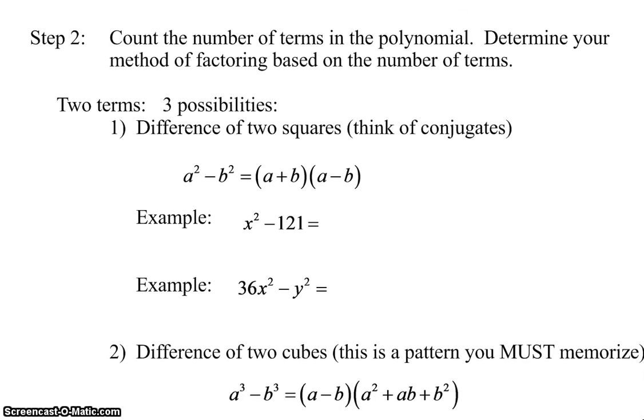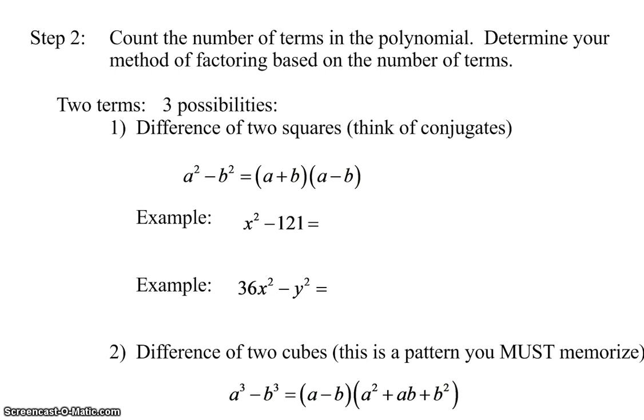If there are 2 terms, you have 3 possibilities. One is a difference of 2 squares, one is a difference of 2 cubes, and one is a sum of 2 cubes. Difference of 2 squares is the one you are most used to. The factoring pattern for a difference of 2 squares is that a squared minus b squared equals an a plus b times an a minus b.